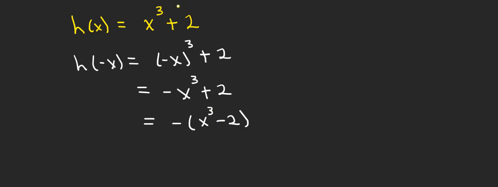Now, what is the opposite of x cubed plus 2? The opposite of that will be negative quantity x cubed plus 2. So as you can see, this is not the opposite of that, and this is not exactly the same as x cubed plus 2. So what can we conclude? It's neither. This is neither even nor odd.